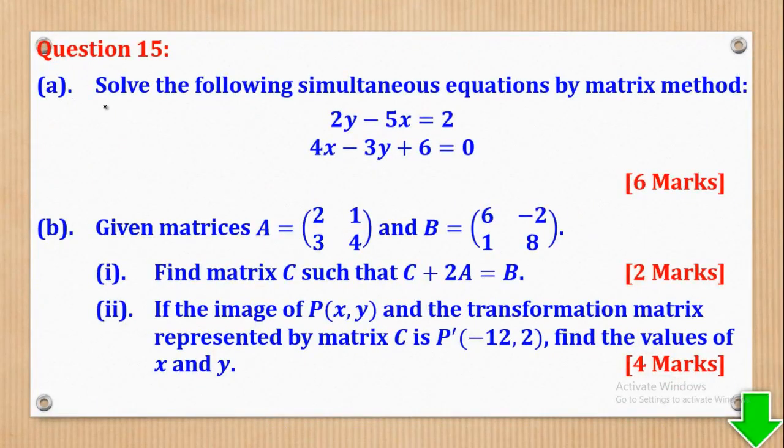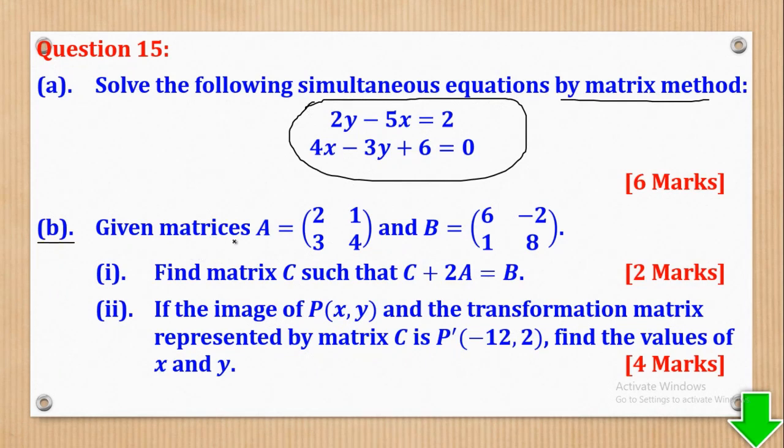So now we shall go to question 15. Question 15 part A says, solve the following simultaneous equations by matrix method. So these are the simultaneous equations which you have to solve using matrix method. Then part B, given matrices A, which is 2, 1, 3, 4, and B, which is 3, 6, negative 2, 1, 8, find part Roman 1, find matrix C, such that C plus 2A is equal to B, and part Roman 2, if the image of point XY under the transformation matrix represented by matrix C is P prime, which is negative 12, find the values of X and Y. In other words, the values of the object given the matrix and the image.